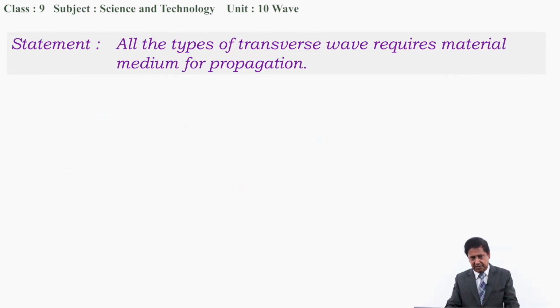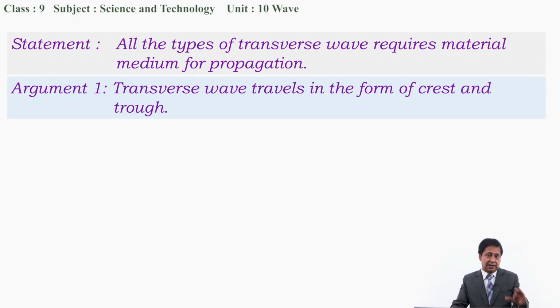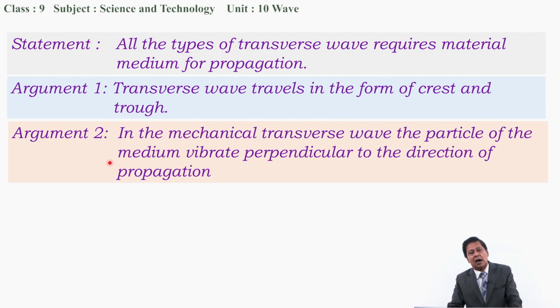Look at this statement. All the types of transverse wave require material medium for propagation. Is this correct? Just think about this. Now one argument is added on it. Transverse wave travels in the form of crest and trough. Is this correct? Just think about this also. Now another argument is also given. In the mechanical transverse wave, the particles of the medium vibrate perpendicular to the direction of propagation of wave.